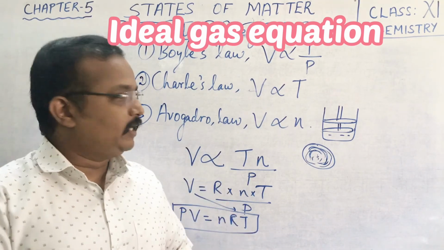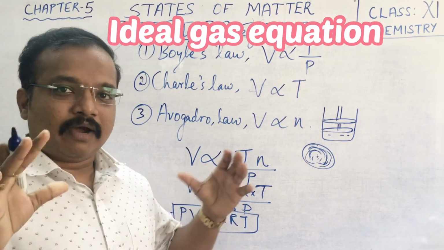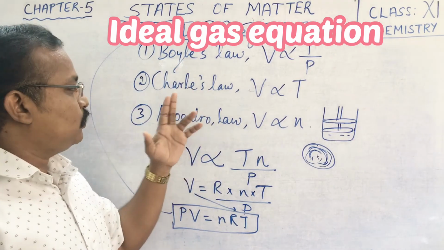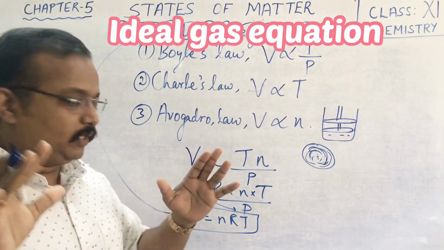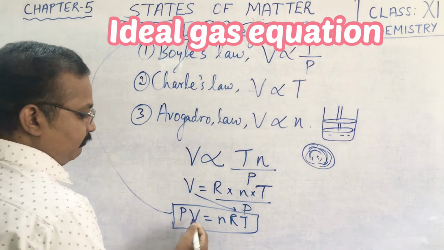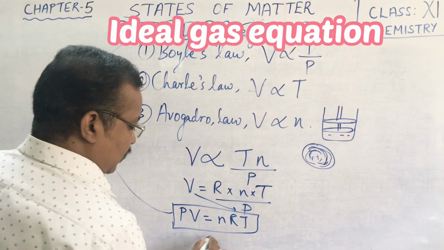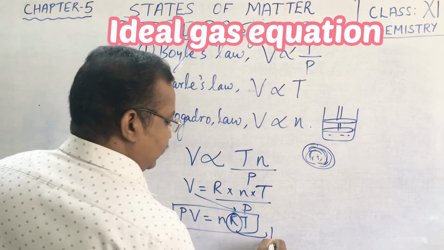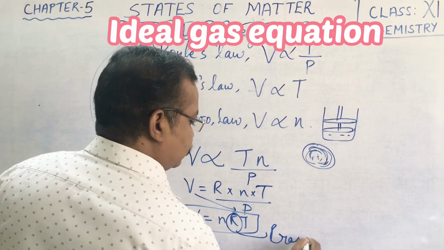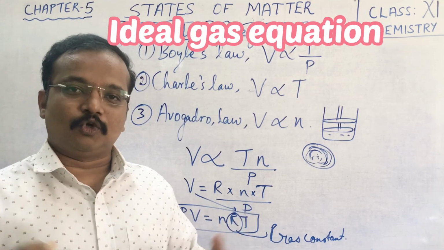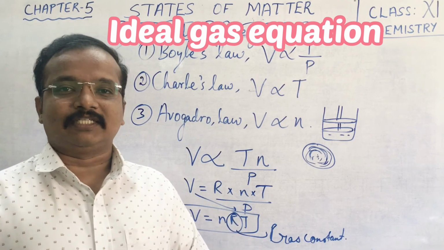What is the combined gas law? When you combine the gas laws of Boyle's Law, Charles's Law and Avogadro's Law together, we get PV is equal to nRT. Here this R is the gas constant. That R is also known as the universal gas constant.